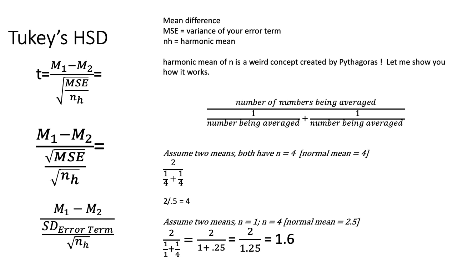But we just throw that in there. The computers do it for us, but I want you to know what's going on. We throw in our standard deviation of our error component for our test, and we divide that by the square root of this funky n. Now, this funky n is called the harmonic mean of n.